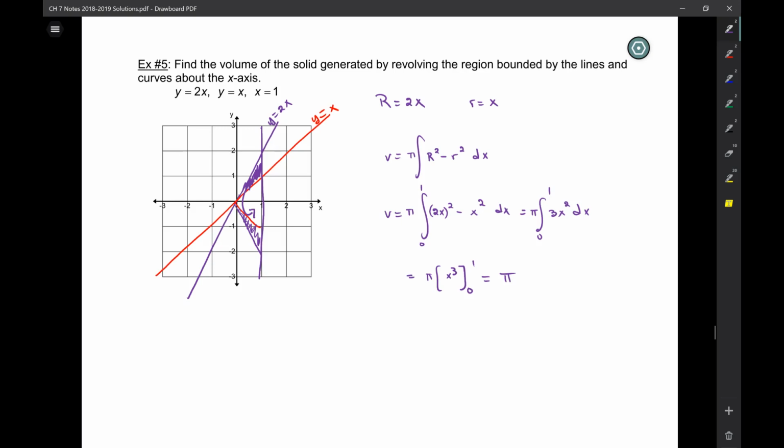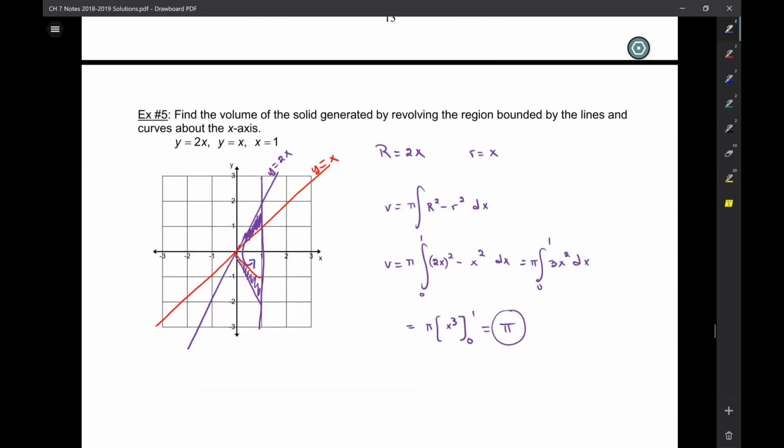Okay. Is this 4x squared? Minus x squared, is that 3x squared? Yeah? No calculus, just algebra 1. When you integrate that, 3x cubed over 3 is x cubed. From 0 to 1, that's just pi. You could do that, of course. Whatever saves you time. Okay.